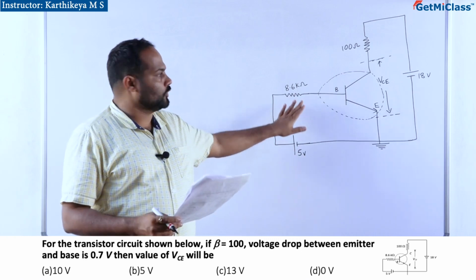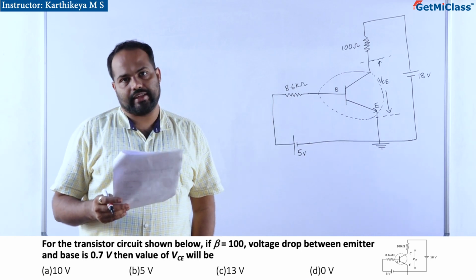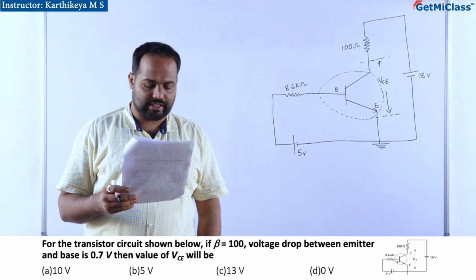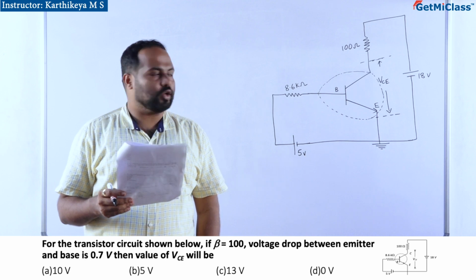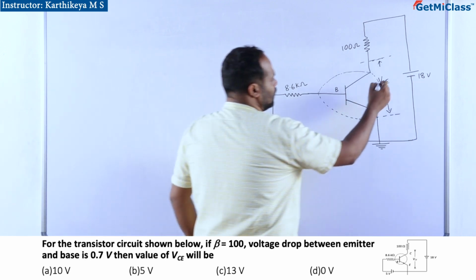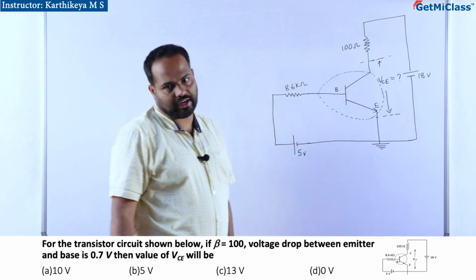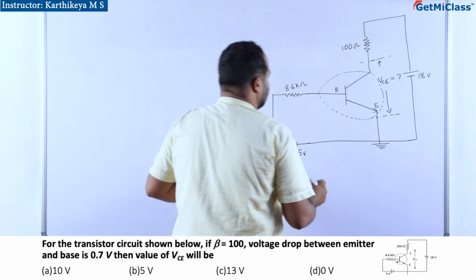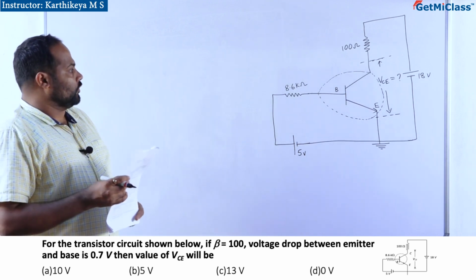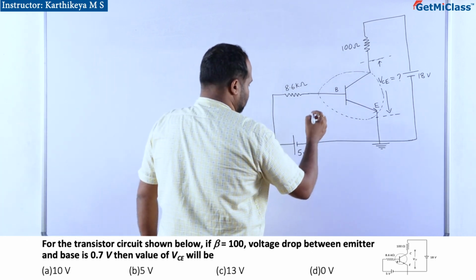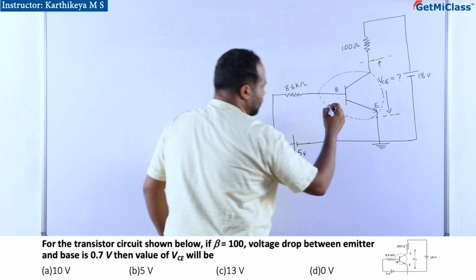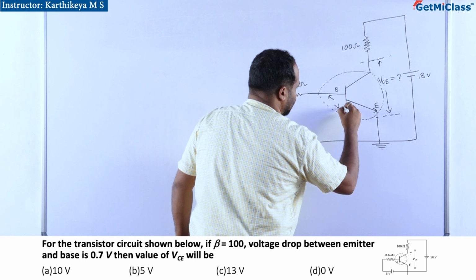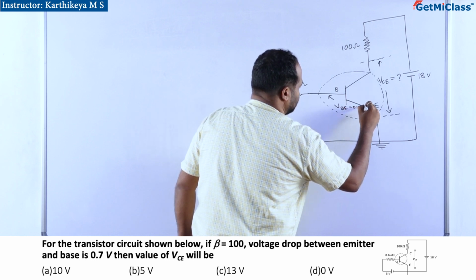For the transistor circuit shown, if beta, that is current gain, is 100, and the voltage drop between emitter and base is 0.7 volt, then we have to find the value of VCE, that is the voltage across the collector and emitter. VBE is 0.7 volt, that is also given. Now you have to find out the base current first.